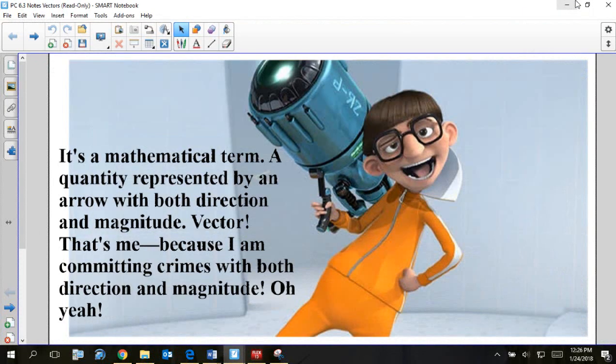So in the movie, this is what he says, and it has the definition of a vector in it. He says, he's called Vector because I am committing crimes with both direction and magnitude. Oh yeah. Direction and magnitude is what vectors are used for.